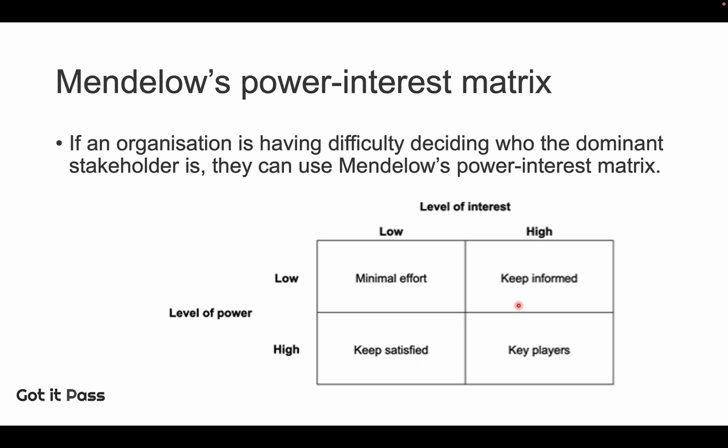And then another box called keep informed. Here, the group of people have low level of power, but they are very interested in the business or in an organization. One example is the staff. Maybe they are just junior staff, very interested in the organization they are working for, but their power is a bit low as compared to the shareholders or senior management.